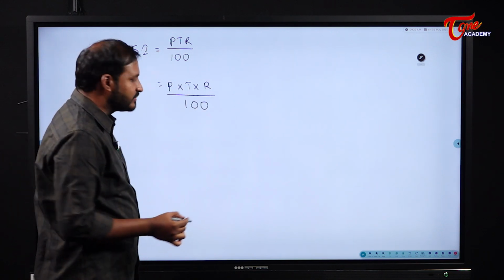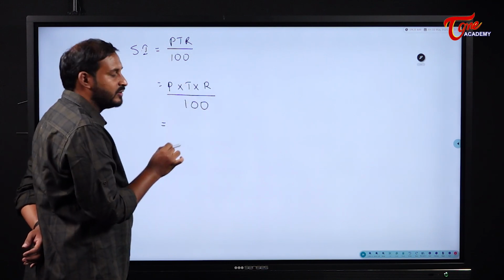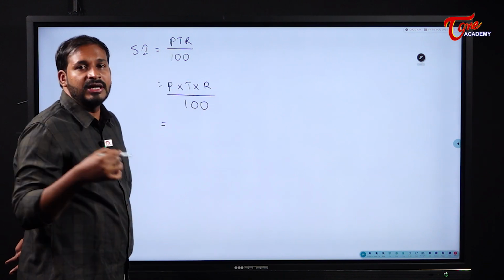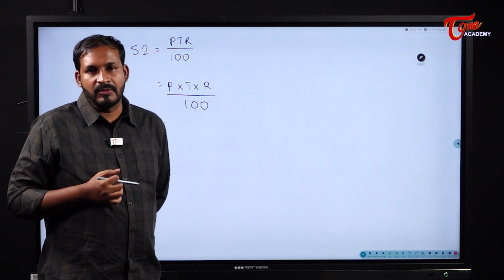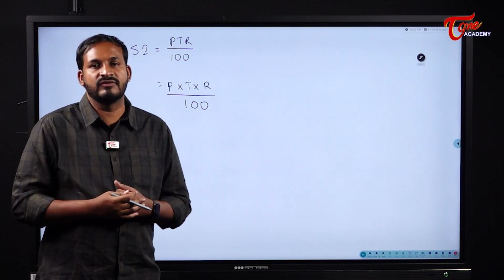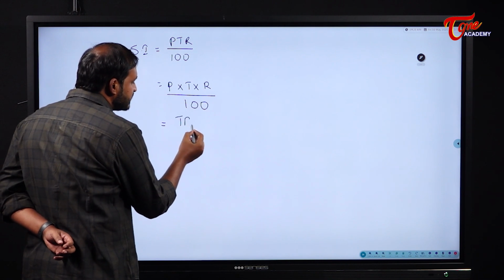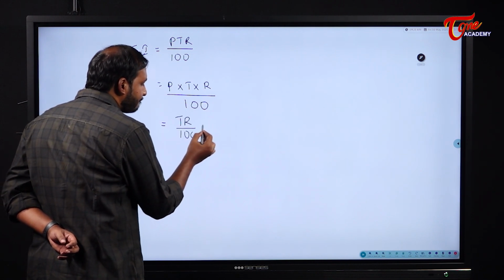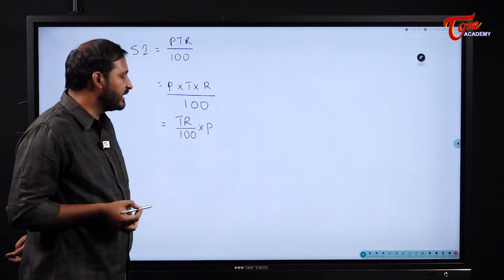Now students, please observe here. Can I write the same formula differently? Everyone will write this formula, but we will do it in a different manner. Why? Because there will be some difficult level problems. By using this concept, we can solve those questions very, very easily. So what I am going to do here is, can I write this as TR by 100 into P? Yes, I can write it.